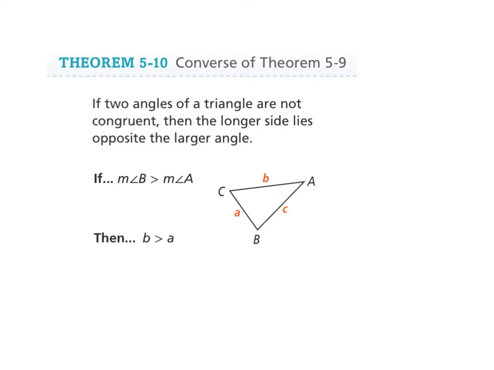So even though these are technically two theorems separated, they really are conveying the same idea, that if I have a triangle with different sides or angles, then the bigger angle will be across from the bigger side, and the smaller angle will be across from the smaller side.